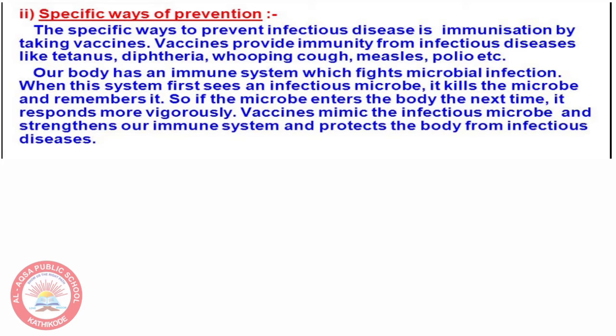Coming on to the next is the specific ways of prevention. The specific ways to prevent infectious disease is by immunization or by taking vaccines. Vaccines provide immunity from infectious diseases like tetanus, diphtheria, whooping cough, measles, polio, etc. Let us see how our immune system works.